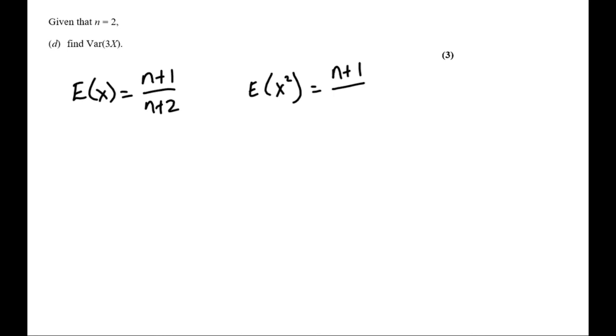Okay, and the final part of the question says, given that n equals 2. Okay, so I knew that the expectation of x was n plus 1 over n plus 2. The expectation of x squared, n plus 1 over n plus 3. When n equals 2, the expectation of x will now be 3 over 4, and the expectation of x squared 3 over 5.